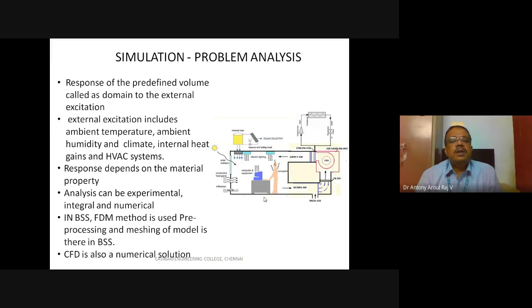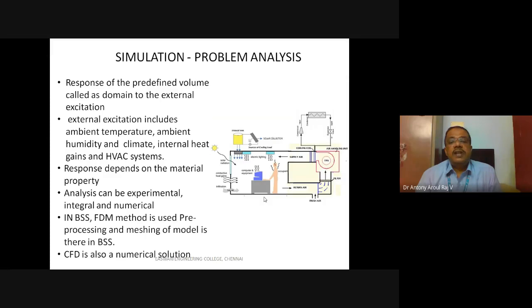So now we are going for a numerical solution. Why are we going for numerical solutions? For buildings, there will be a lot of components involved. If you take a multi-storied building, we will have different types of zones, different types of rooms, different types of floors, and inside that, different shapes. So if you go for analysis using the integral method or the experimental method, it will be very difficult for you.